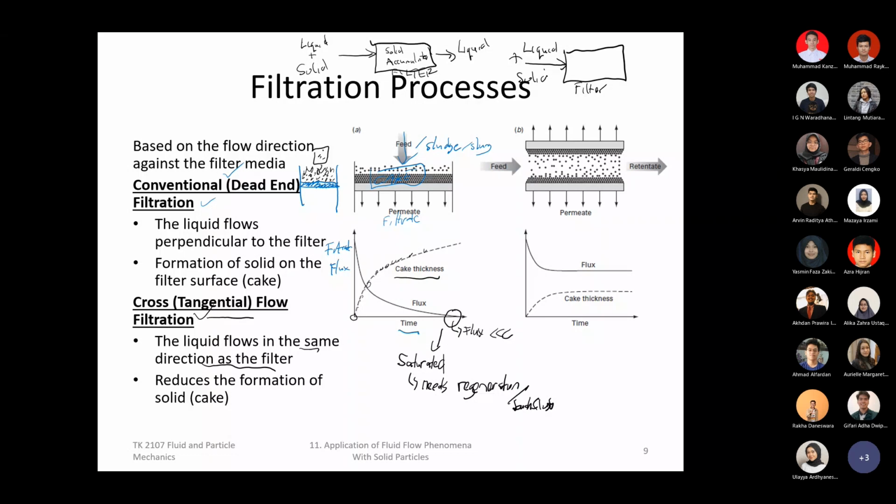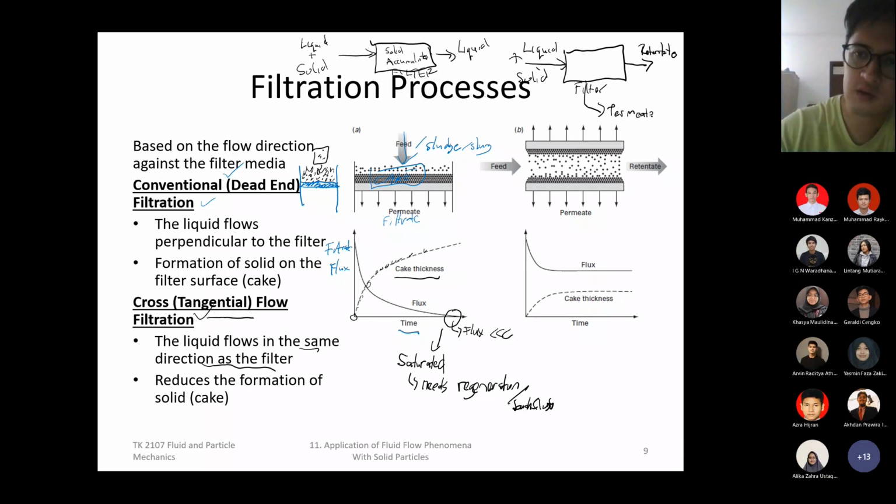And actually in this configuration, we have two outlet streams. Okay, the first one is the retentate, and the second one is what is called the permeate. Permeate here is relatively clean, so that's almost like a pure liquid.